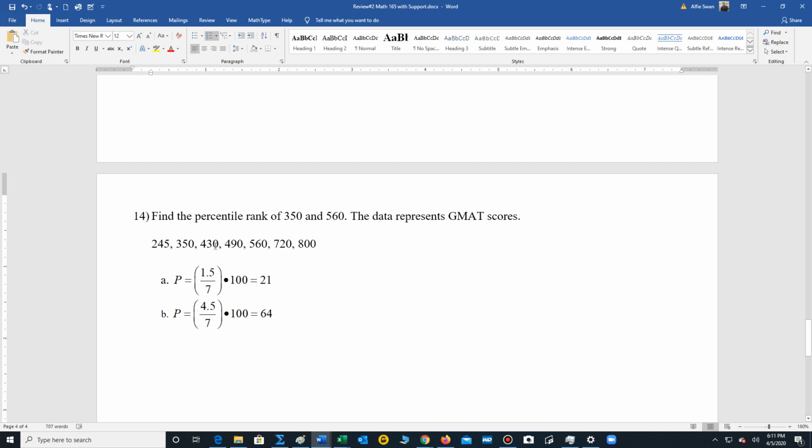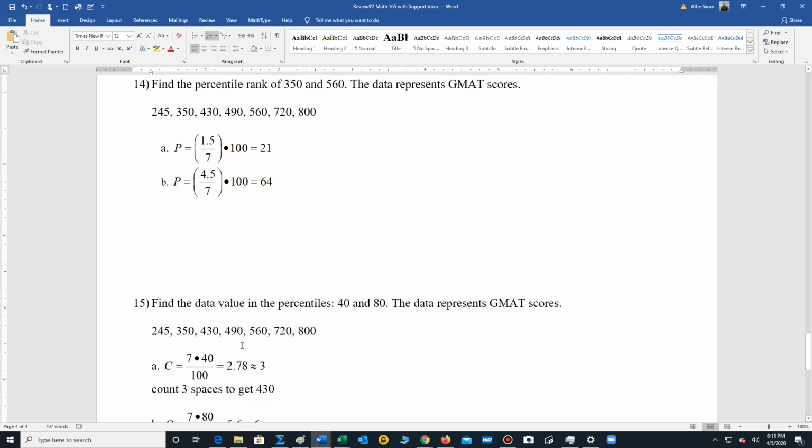And the same thing with 560. There's 4 values that precede 560. 4 plus 0.5 is 4.5 divided by 7 times 100, round to 64.